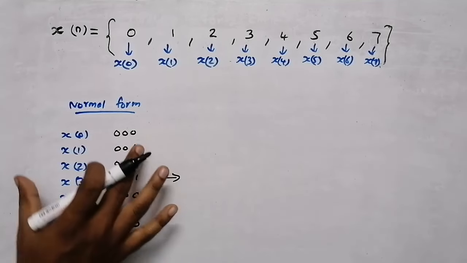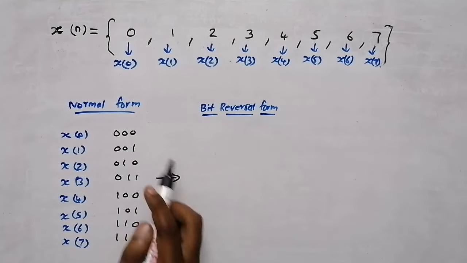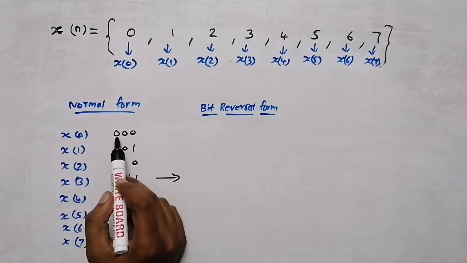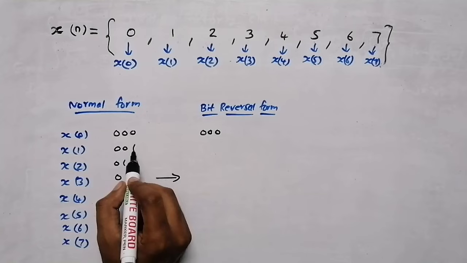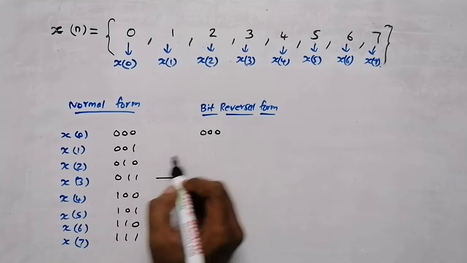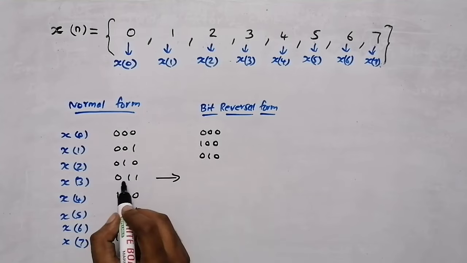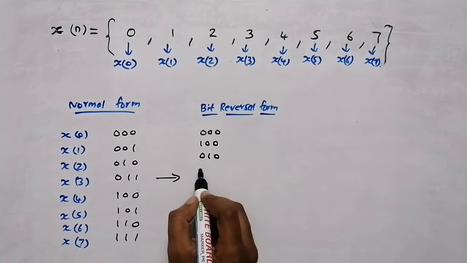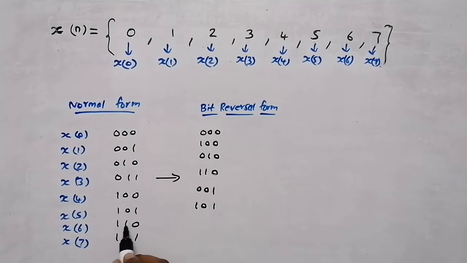Now we need to convert this normal form into bit reversal form. For bit reversal form, we need to reverse the bits, okay? 000, the reverse value will be the same, 000. 001, the reverse value will be 100. 010, the reverse is the same itself. 011, the reverse will be 110. 100, the reverse will be 001. 101, the reverse will be the same itself. 110, the reverse will be 011. Then all 1s is the same itself.